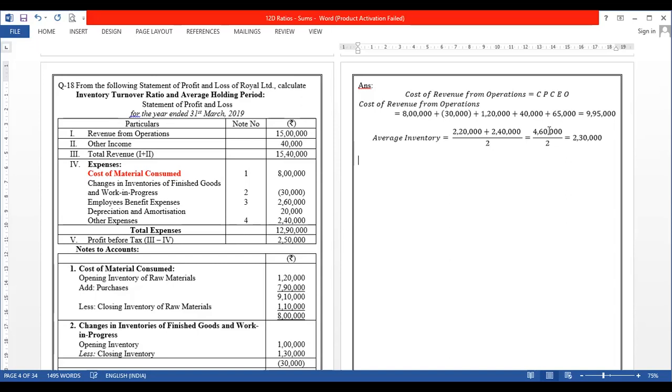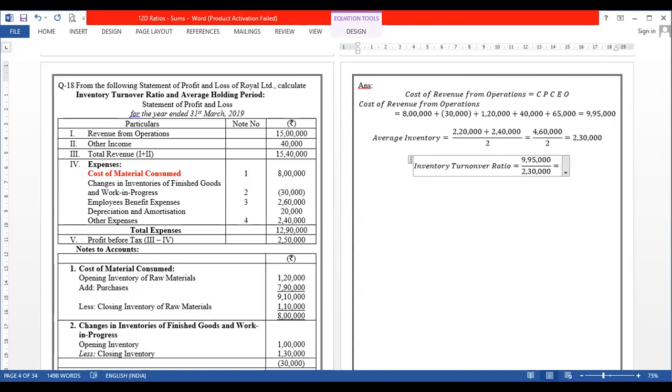Now, after getting average inventory, I'm ready to calculate the inventory turnover ratio. So that will be equal to cost of revenue from operation, that has come to 9,95,000, to be divided by average inventory, that is 2,30,000. 4.32 times.